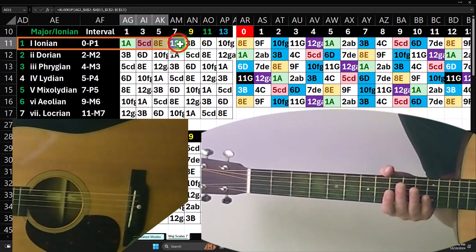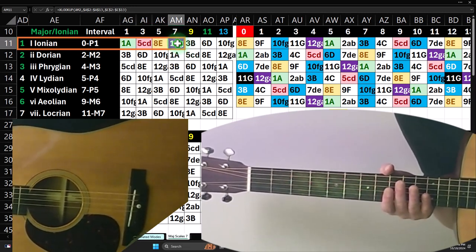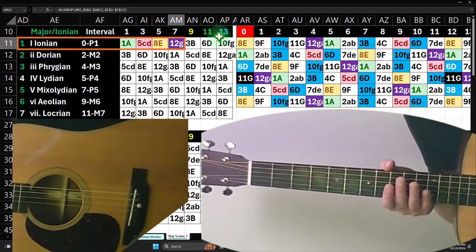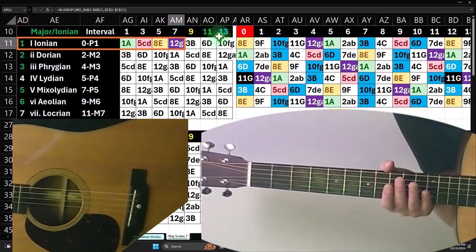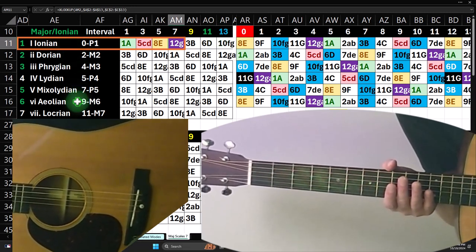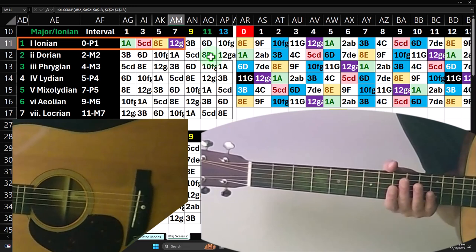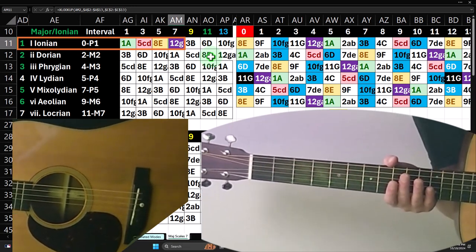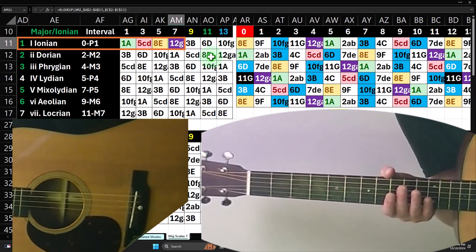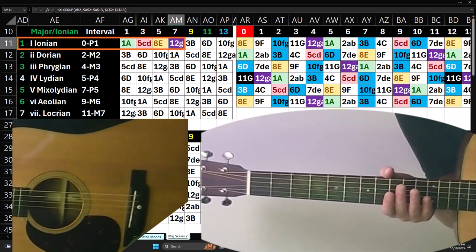So when we're learning the 7, the 9, the 11, and 13, we have to know what mode we're in or what relative position we're in in order to know which 7, 9, 11, 13 will fit in the key that we're playing. So just so we know that, right? Keeping that in mind, that's what we're gonna do.